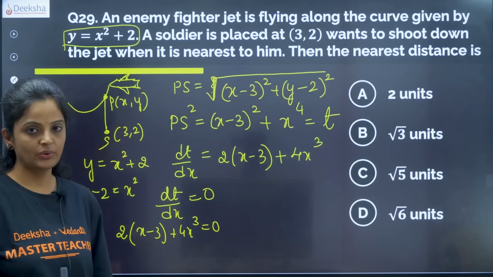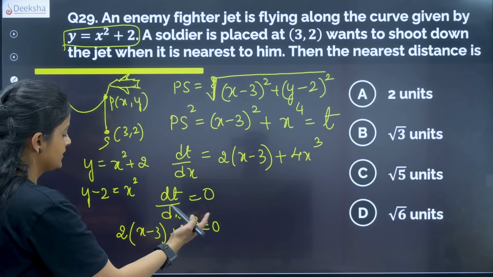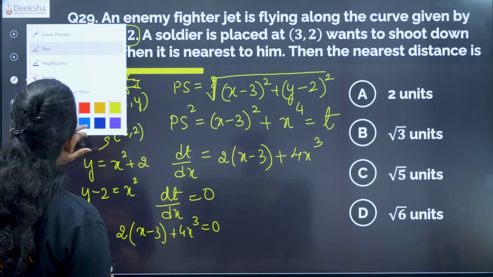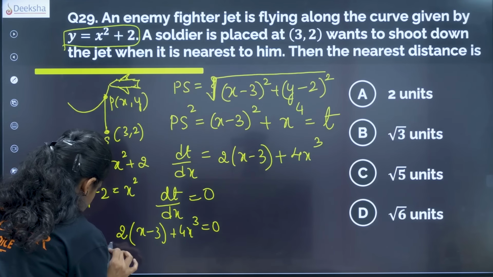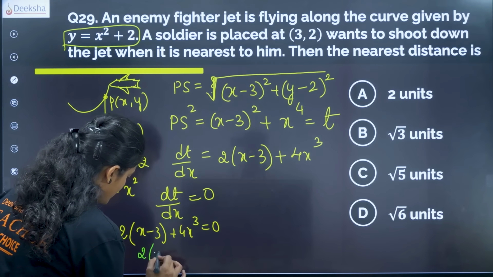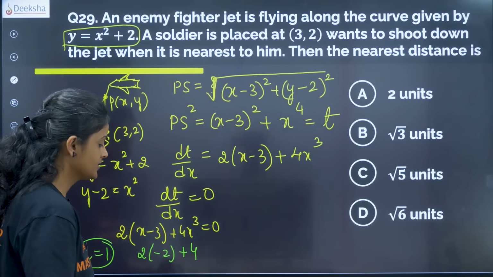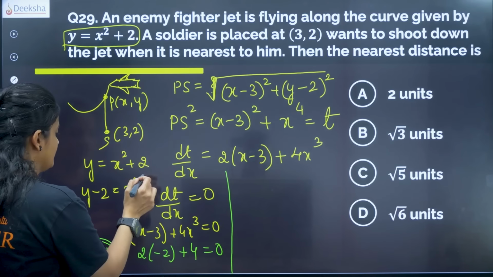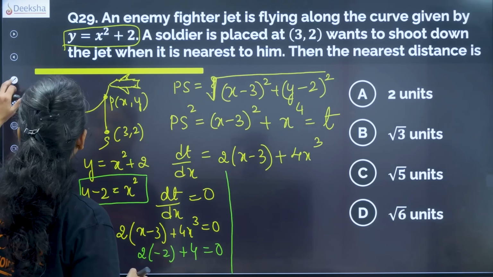Now one shortcut you can apply. Instead of solving the cubic equation, take basic values and check. If x is equal to 0, we have minus 6, it can't be 0. If I put x as 1, check what I get here: 2 into minus 2 comes, plus 4. Plus 4 and minus 4, so I will have 0. If x is 1, then we have this relation.